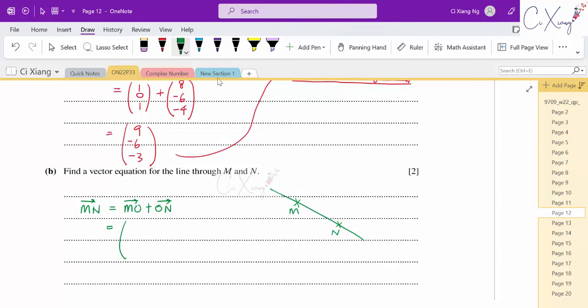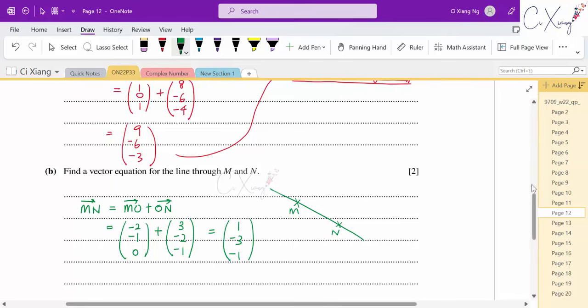Okay, the value for MO should be, you should multiply negative inside because it is the opposite direction. So negative 2, negative 1, and 0. And then plus ON. So what do I have for the ON here? I will have 3, negative 2, and also negative 1. So this is the direction for the line MN. Okay, I'm having 1, -3, and also -1.